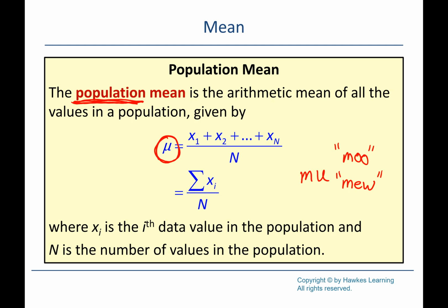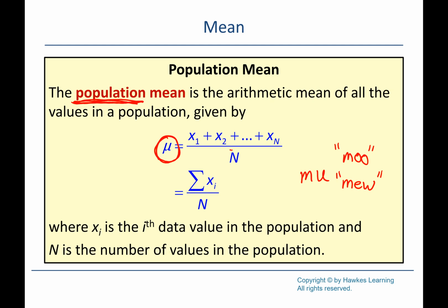When I hand draw mine, it looks like this. It's kind of like a U with a long tail at the beginning. That is the Greek version of the letter we call M, for mean. So we get this Greek mu. I say mu, that's what I typically say. Again, on the formula, we just add up all the data values and divide by how many we have.